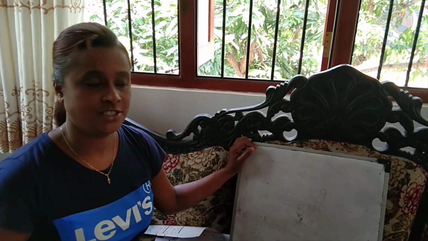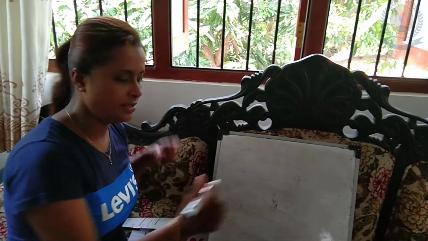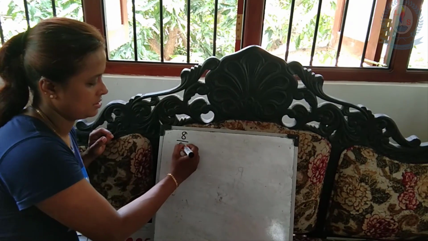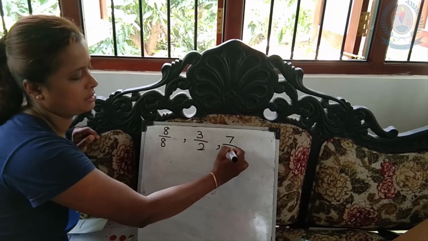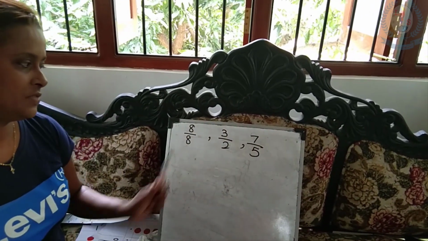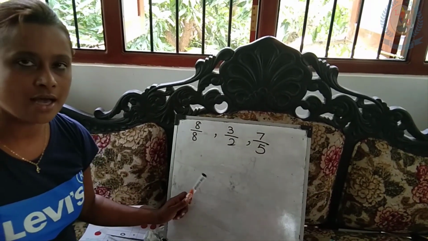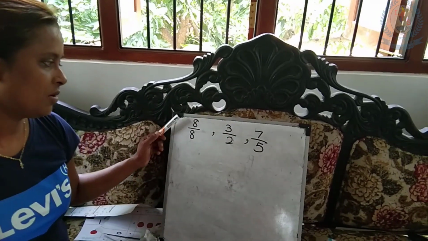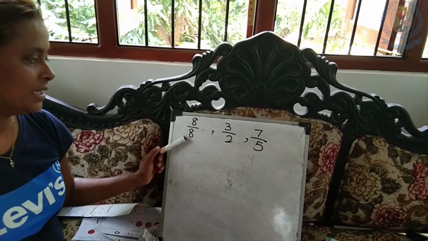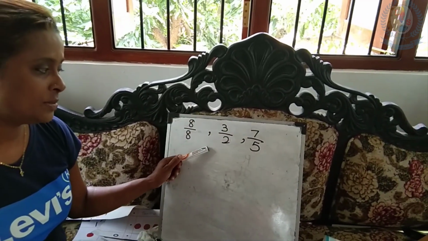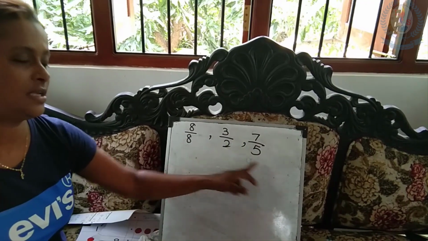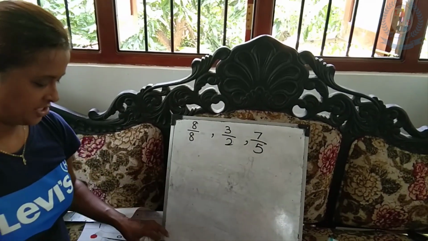Okay, now we were talking about proper and improper fractions. I think you all can remember, but I will remind you again. Have a look at these fractions. These kinds of fractions are called improper fractions because here the numerator is equal to or greater than the denominator.